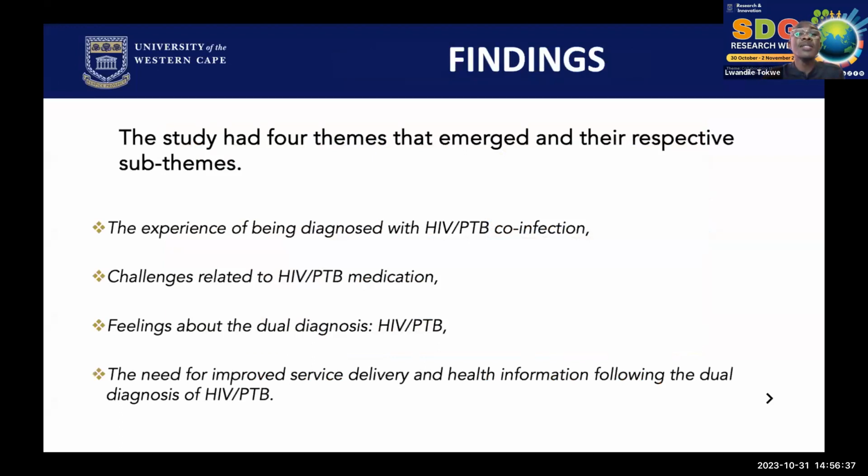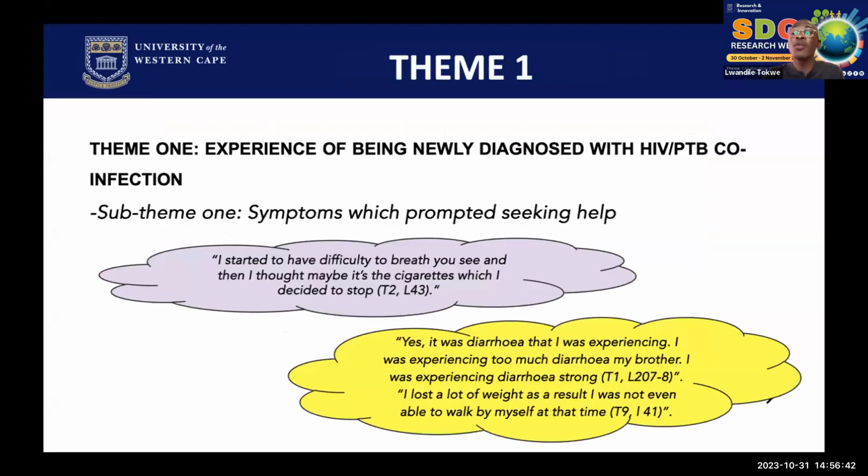Four themes emerged, with their sub-themes, from this study. I'm going to describe each theme from my previous slide. The first theme that emerged was the experience of being newly diagnosed with HIV and pulmonary TB co-infection. This theme focused on the voices of these newly diagnosed patients living with HIV and TB co-infection.